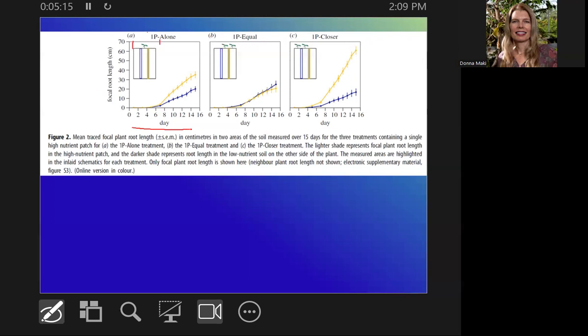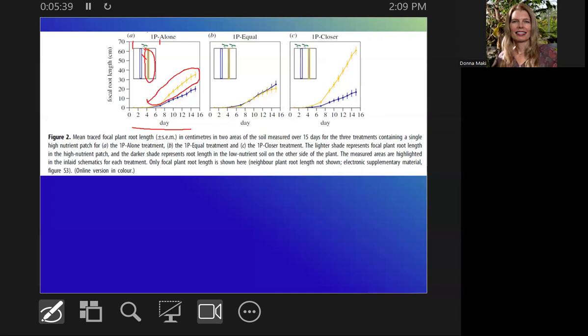And so they're saying there's more root growth into the nutrient patch when it's all by itself, given the choice of, on the left, I have an okay nutrient patch, on the right, I have a really good nutrient patch. I'm going to grow into the high nutrient patch. And that's what they show. Then they say, okay, what if there's a neighbor plant?